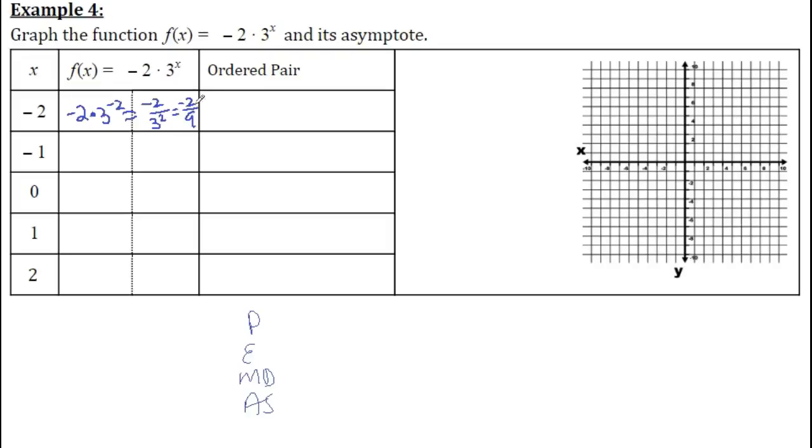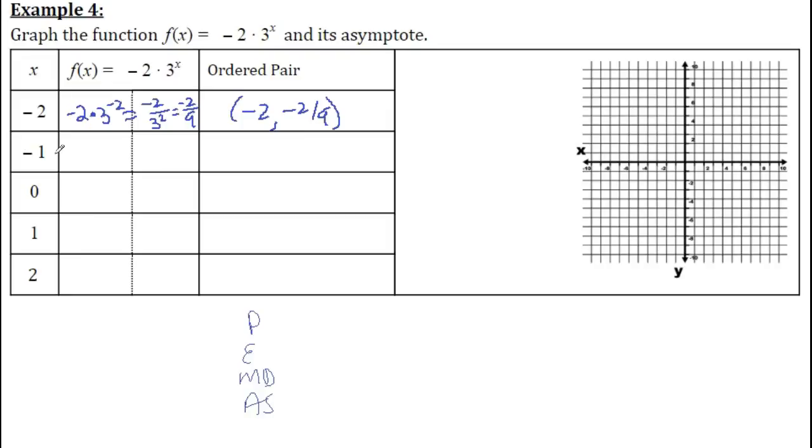3 squared, of course, is 9, and we're going to leave our answer just like this, negative 2 over 9. And when we are graphing this on Alex, we can use the fraction tool and tell Alex to please graph the point negative 2, negative 2 ninths, and it'll put the point where it is supposed to go. And the rest of these are going to look just like that, but I'll walk you through them just the same.